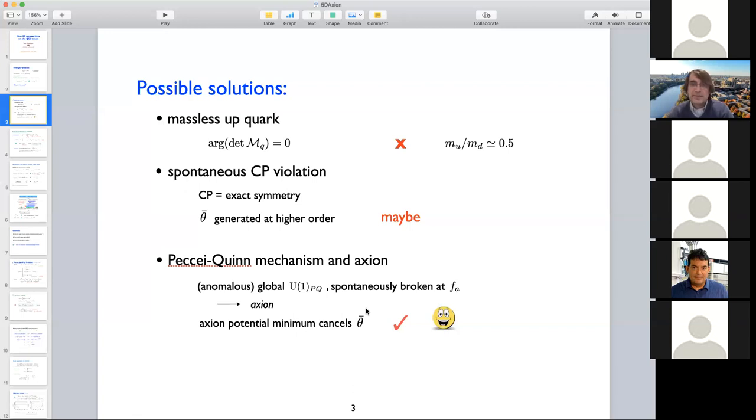It's a dynamical mechanism, and it's irrespective of the source of theta bar. Remember that theta bar had these two sources, so it doesn't care about the source. Furthermore, this symmetry needs to be anomalous, and if it's anomalous, then the axion can get a mass, and that's also consistent with experiment.